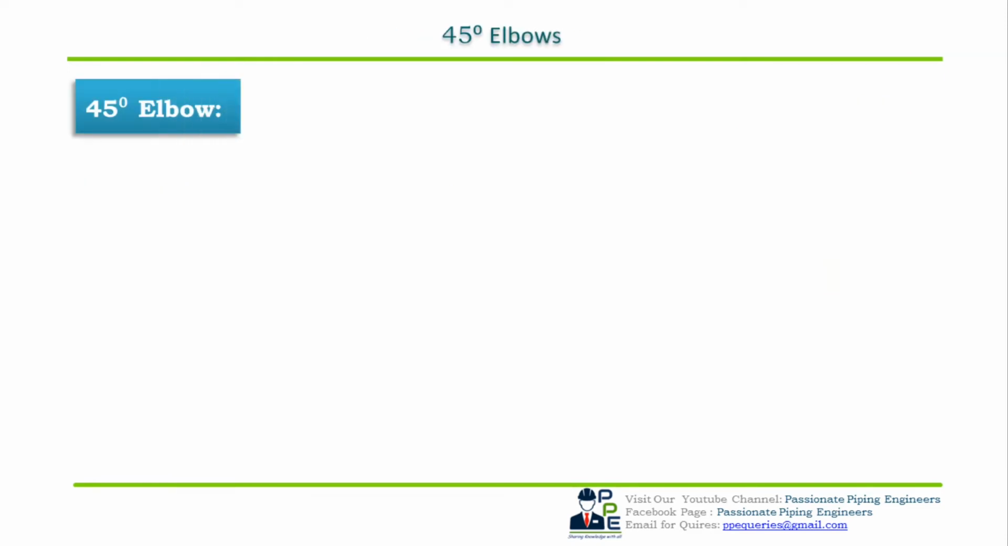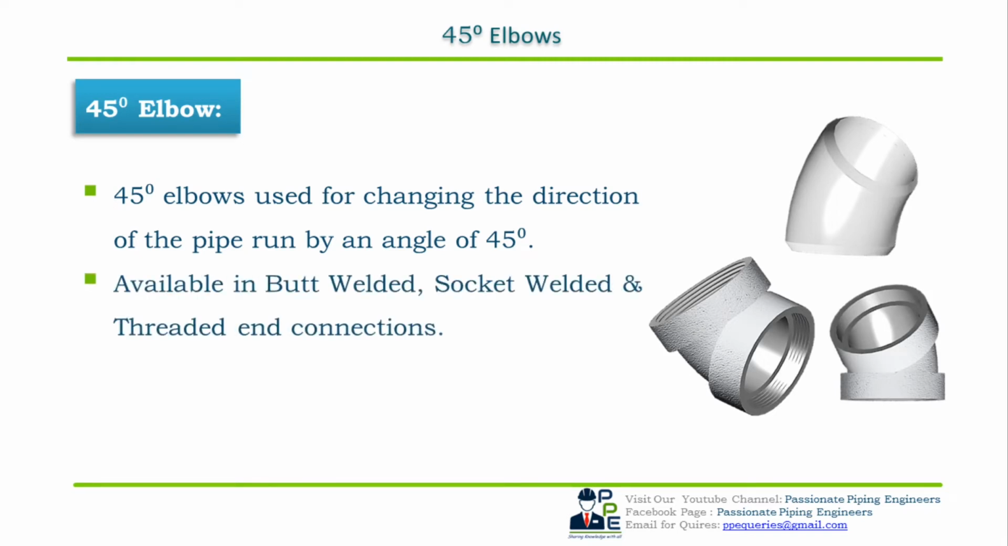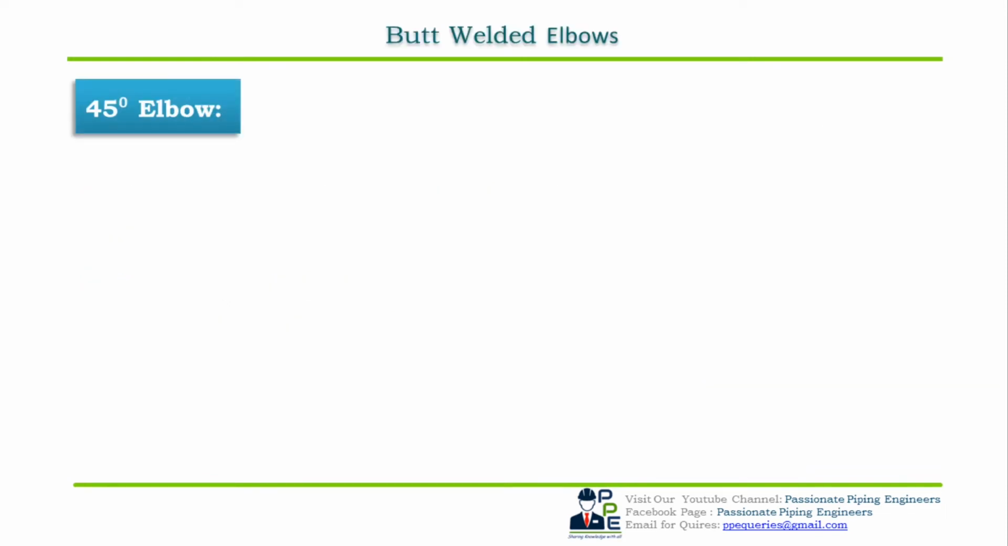45 degree elbows. 45 degree elbows are used for changing the direction of the pipe run by an angle of 45 degree, which means the direction of the fluid flow will be changed by 45 degrees. 45 degree elbows are available in butt welded, socket welded and threaded end connections. Butt welded 45 degree elbow.